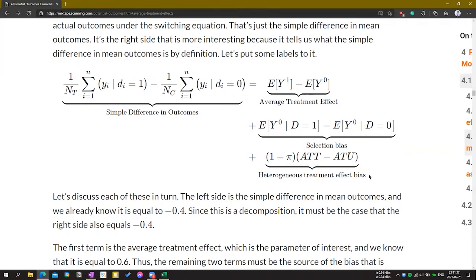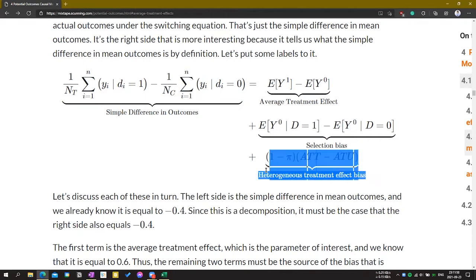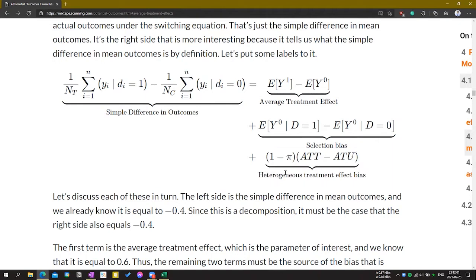So why do we care about HTEB? Basically, when we try to infer ATE through our estimates of SDO, we don't want two things to mess up the whole estimation. One is selection bias, one is HTEB. So we try to get rid of it. And of course, if we can calculate it, it will be best. So what exactly is HTEB? I'll give you a simple example.